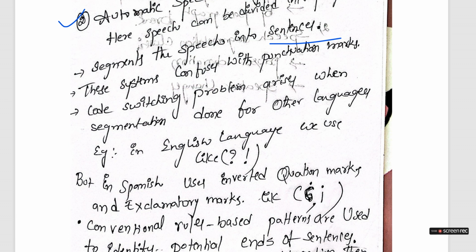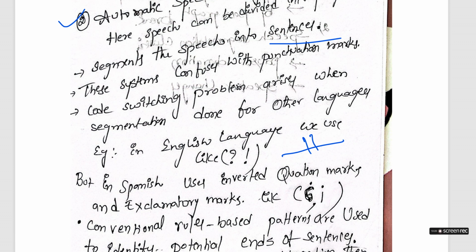So without stopping, without pausing, I am continuously speaking, so how will the machine understand that this is a complete sentence? Because there is no pause in the speech, at that time the system will get confused. This is one example.